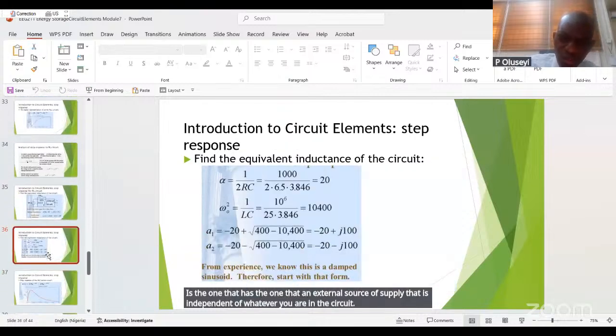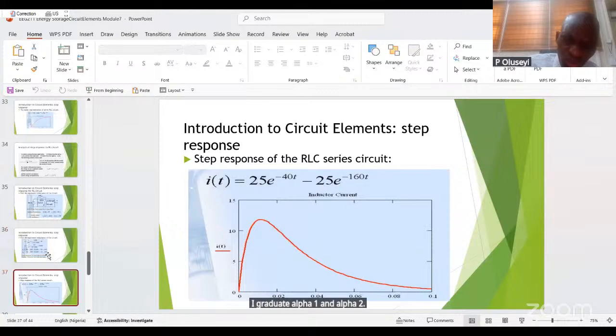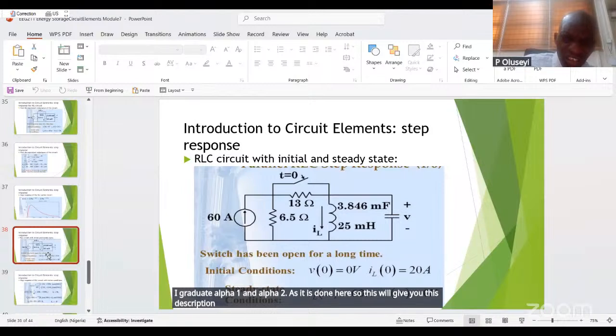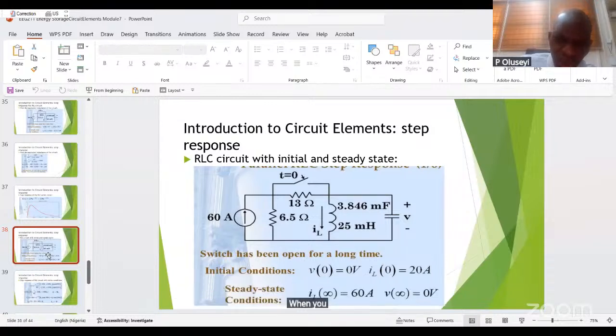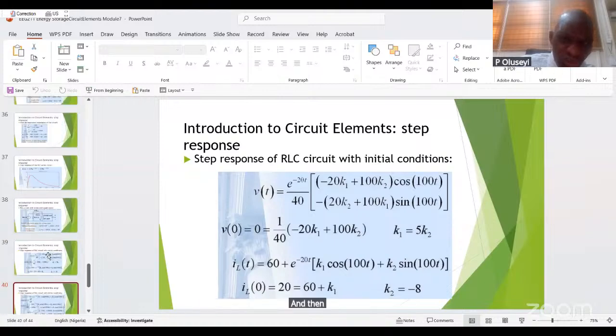So I think I need to make that clarification. So you have this as well, and you can calculate alpha 1 and alpha 2 as it is done here. So this will give you this description here. And then for an RLC circuit, when you talk of an RLC circuit, you have this kind of arrangement, and then you can get the equation this way.